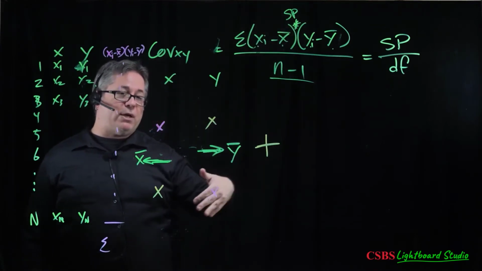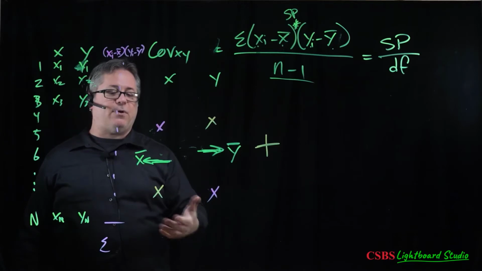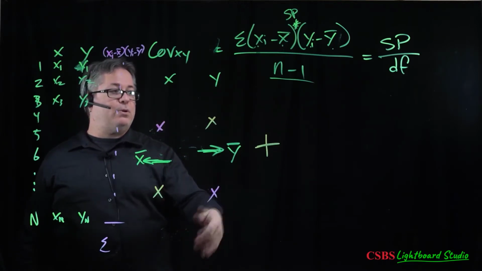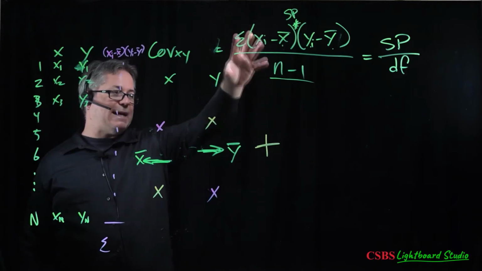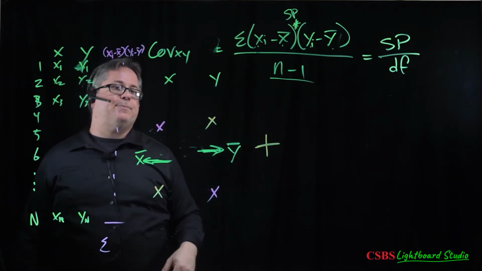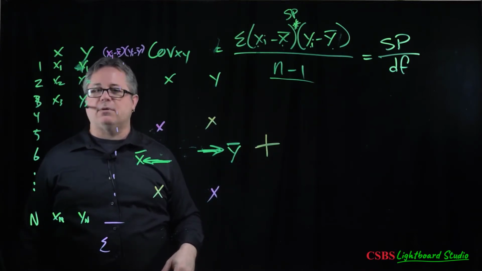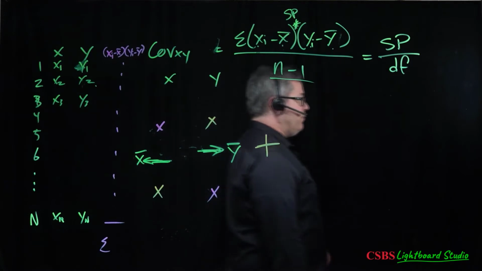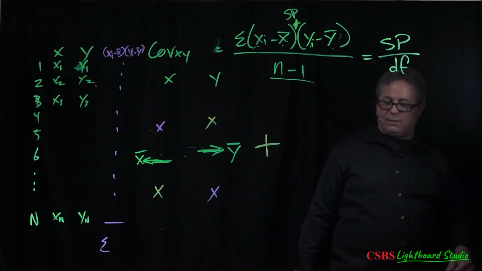If there's a trend where most people tend to fall where one variable is above, the other variable is below, you're going to get an overall negative covariance. With me so far? So please ask a question.